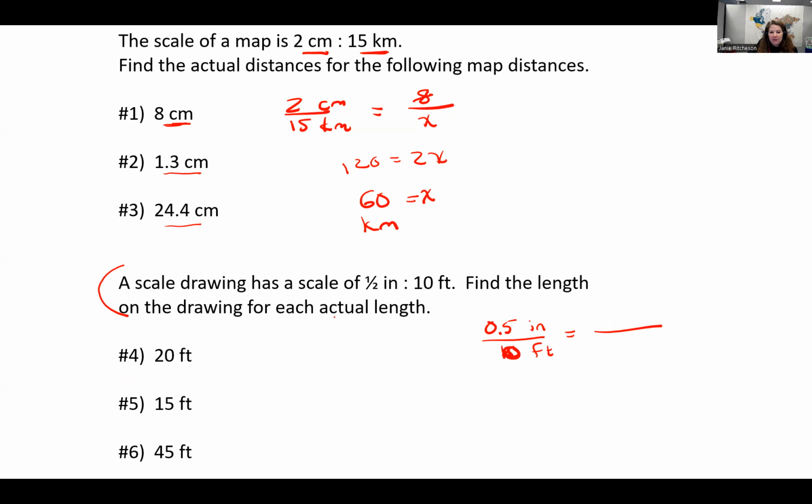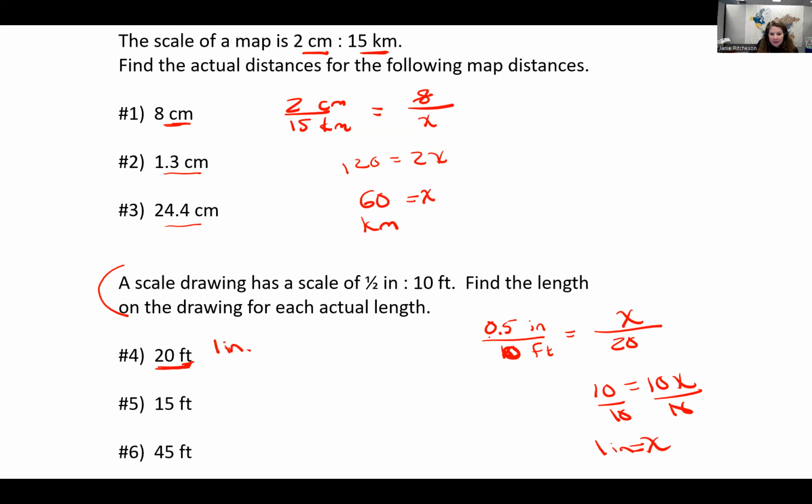Find the length of the drawing for the actual length. So where does our 20 go this time since it's feet? Well, feet we put on the bottom. So we would cross multiply. 20 times 1/2 is 10. 10 times x is 10x. We divide both sides by 10. And the first one would be 1 inch, 1 inch.